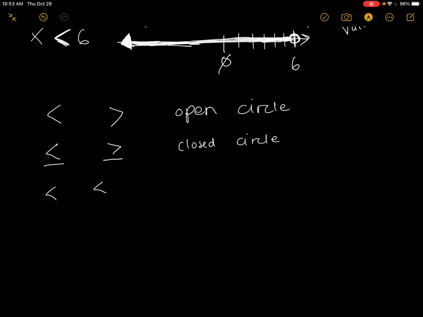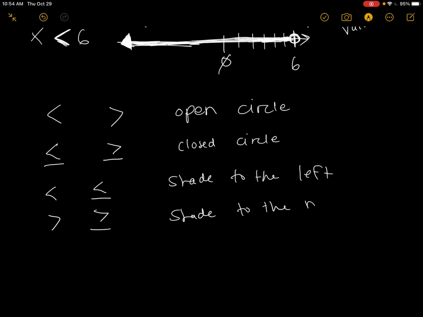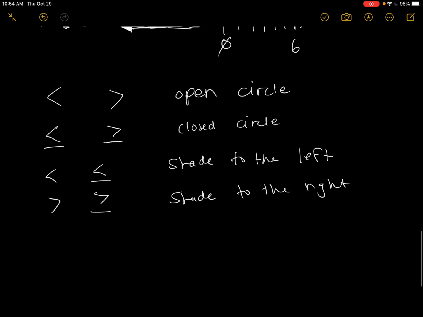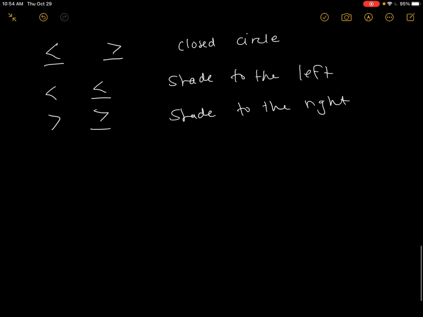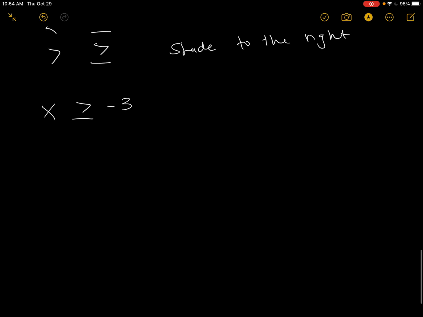Okay, and then if you have less than, any kind of less than, you're going to shade to the left, right? Because you're getting smaller and smaller. So if you want to get smaller and smaller, you go to the left on the number line, right? If you have greater thans, you shade to the right because it's getting bigger and bigger, right? Numbers bigger than x. Okay, so let's just do a few examples.